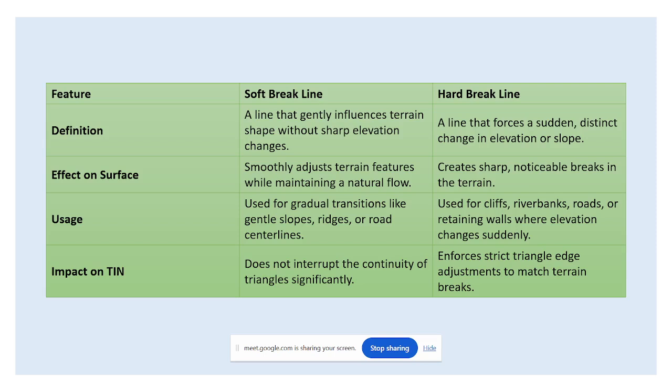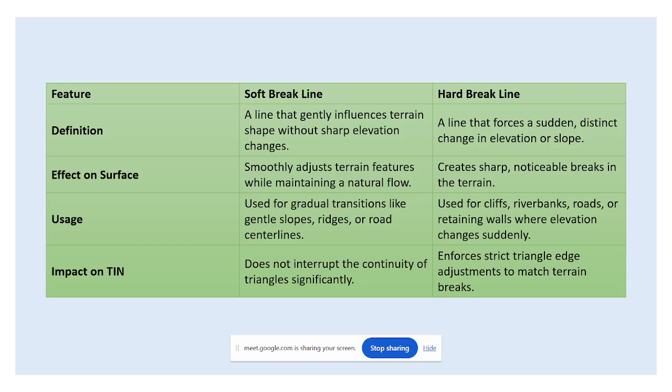Okay, so we were discussing the soft break line and the hard break line. The definition for soft break line is a line that gently influences terrain shape without sharp elevation changes. Okay, so there is not much elevation change that is very significant. So for that we will use the soft break line. But in cases where the elevation difference is very distinct or very sudden, like a sudden slope or elevation change, in such cases we'll use the hard break line.